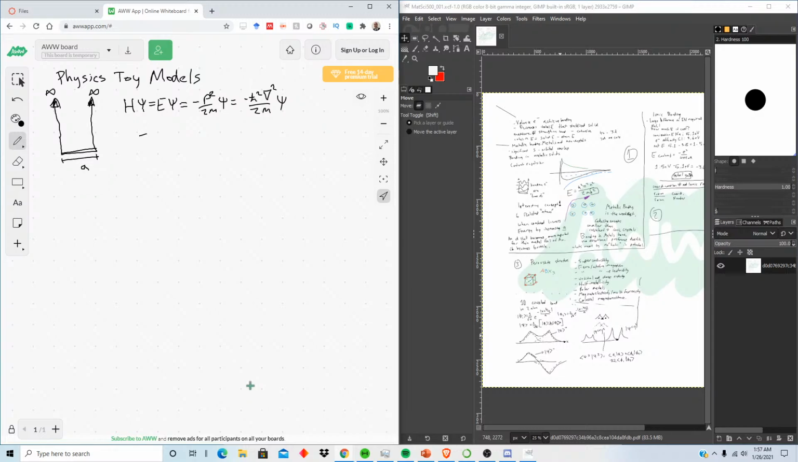And what you end up finding out is that the energy is equal to something of this form. It's h bar squared, pi squared, n squared, where n is the energy level, over 2m a squared, right? And so you'll have energy levels for n equals 1, n equals 2, n equals 3, and so on.